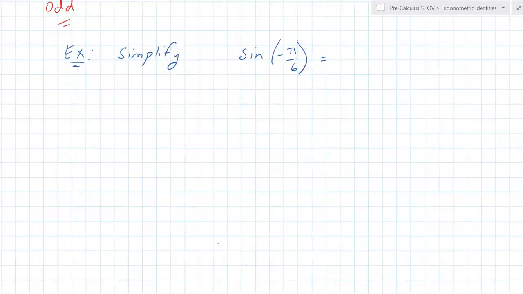Okay, so here's an example. We want to simplify this. What is sine of negative pi over 6? Well, we know that's negative sine of pi over 6. And pi over 6, if you remember, that's a half, so the answer will be 1 over negative 1/2. Simple as that. That's how these come in very handy. And then you can continue with the cosine and tangent or whatever and apply it for all of those.